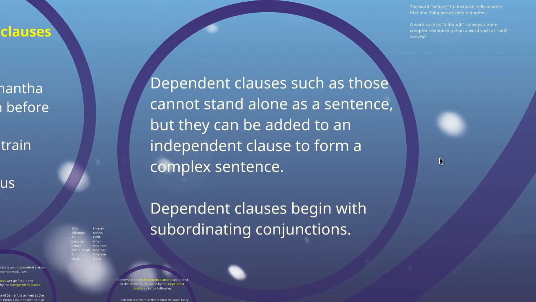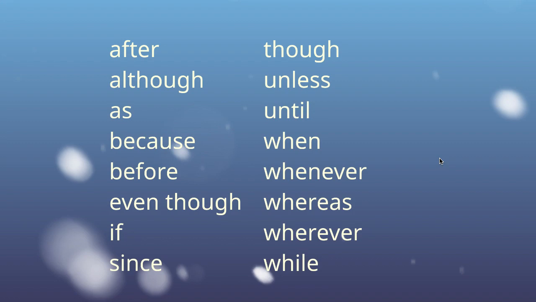So, dependent clauses such as those can't stand alone as a sentence because they can be added to an independent clause to form a complex sentence. Dependent clauses, so you're on the page where now you got a whole bunch of little blanks. Dependent clauses begin with what's called a subordinating conjunction. These are not all of the subordinating conjunctions. I'll give you a list of some more later on, especially when we're doing essays because it gives you options. But these are things that would count as a subordinating conjunction.